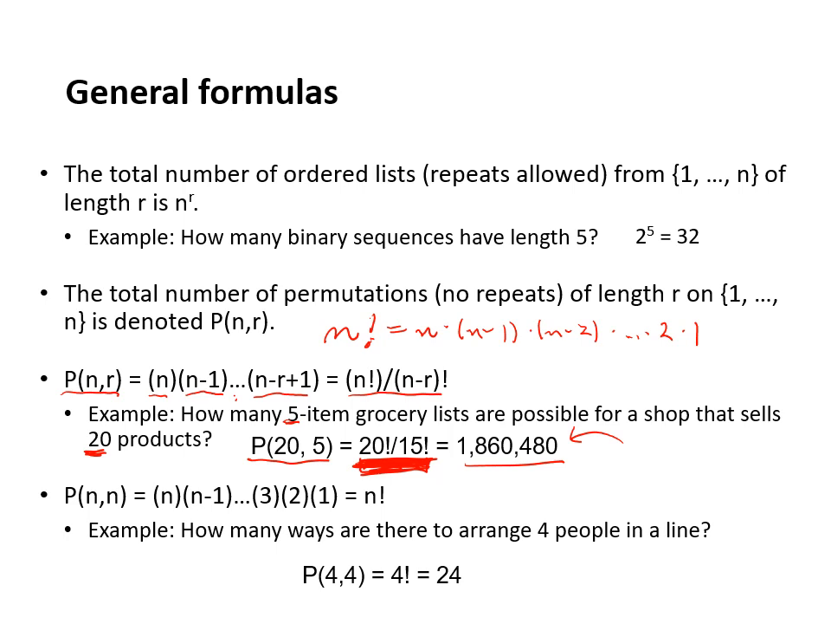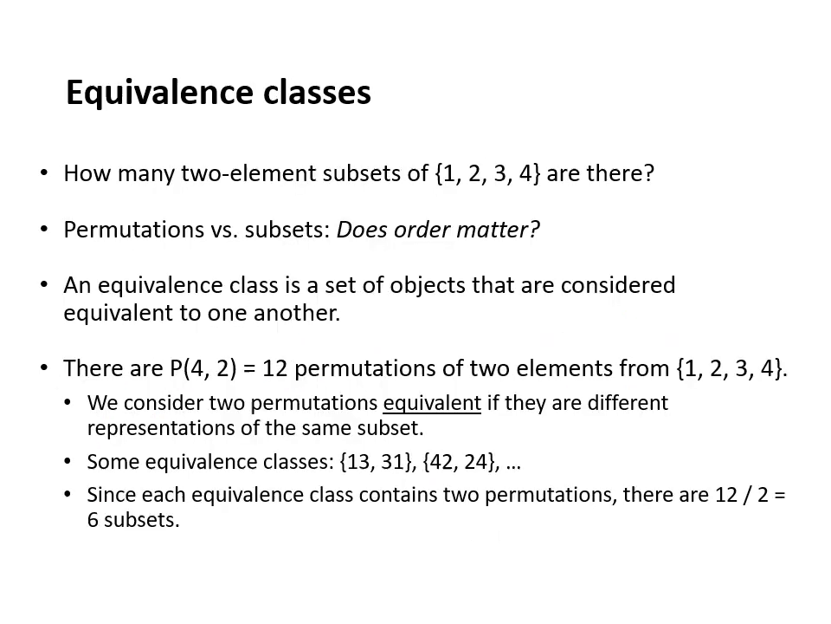Okay. So as a special case, P of n comma n is equal to n factorial. An example that illustrates this is how many ways there are to arrange 4 people in a line. We are drawing from the set of 4 people, and the length is also 4. So that's 4 factorial, which is equal to 24. Okay, so this is a general formula for permutations and ordered lists.